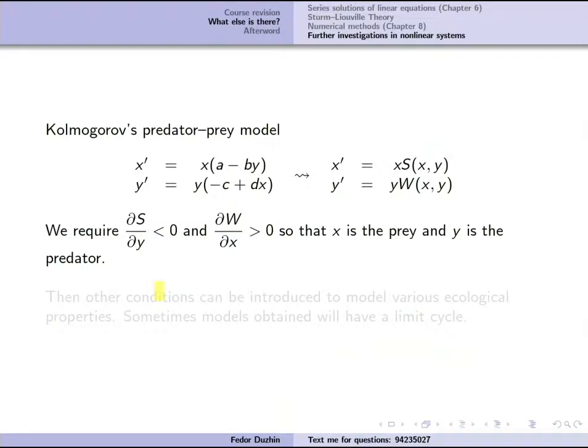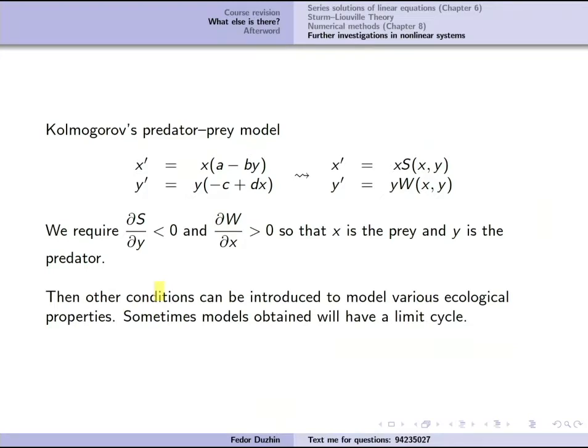I would like to mention a few words about Kolmogorov's predator-prey model, which is different from the Lotka-Volterra model. But just in case, this is not in the textbook, but maybe you want to explore it a little bit further, so maybe it'll help with your project too.